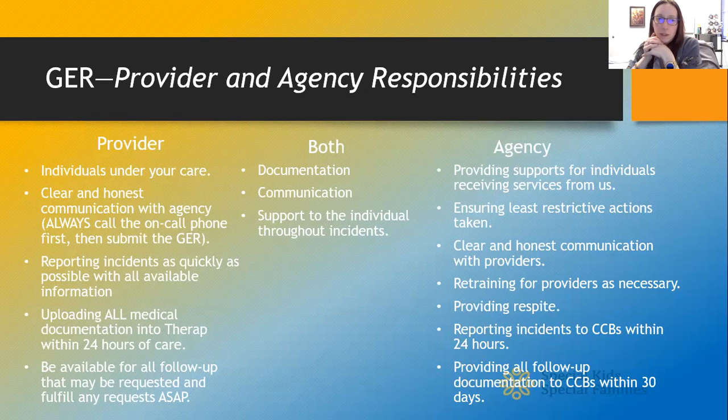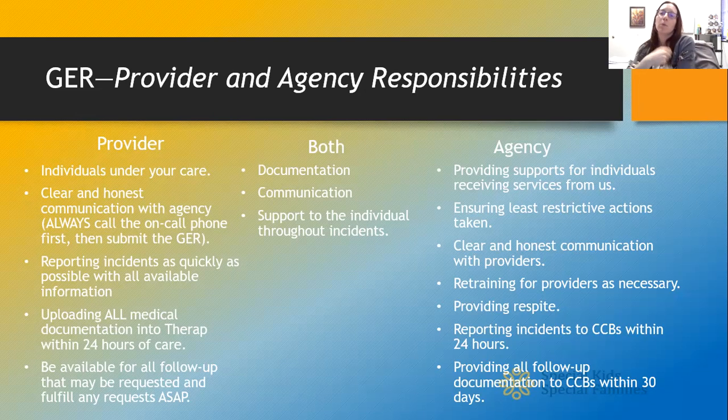Uploading all medical documentation into Therap within 24 hours of care. And be available for follow-up that may be requested and fulfill any requests as soon as possible. So this enables us to be able to uphold our agency and program responsibilities.